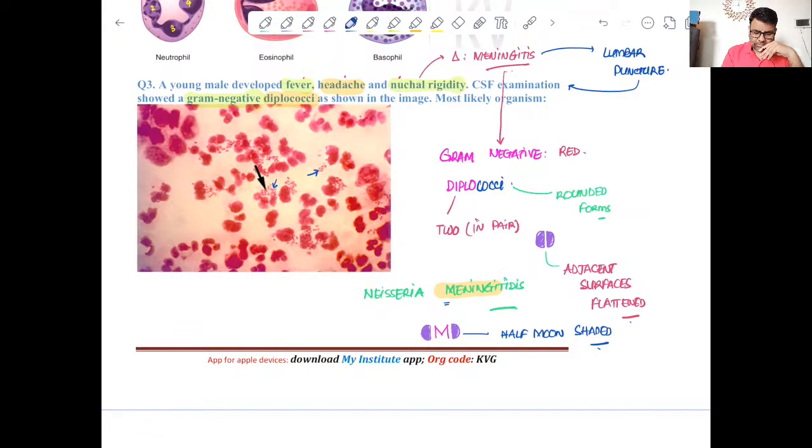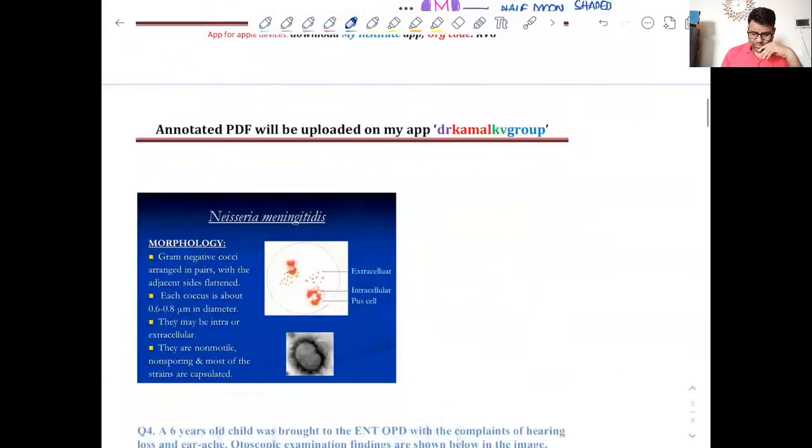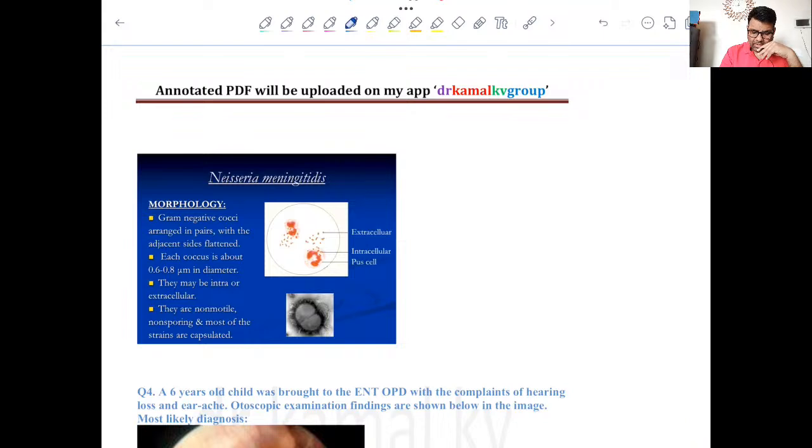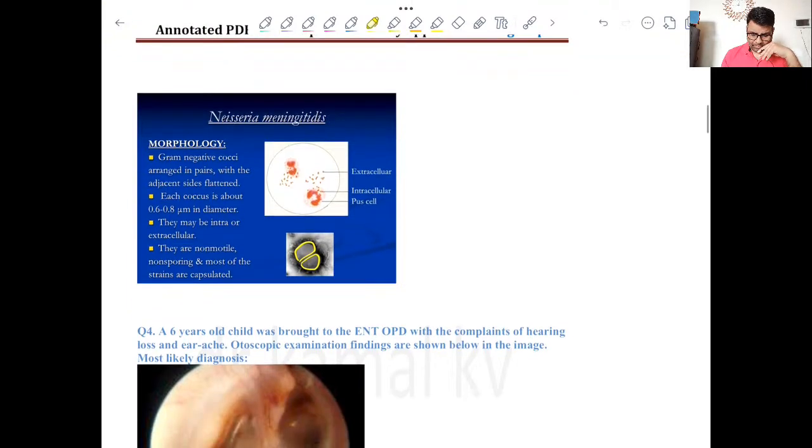It can be intracellular or it can be extracellular, right? So this is Neisseria meningitidis. You can see here the adjacent surfaces are flat. Okay, so this is Neisseria meningitidis.